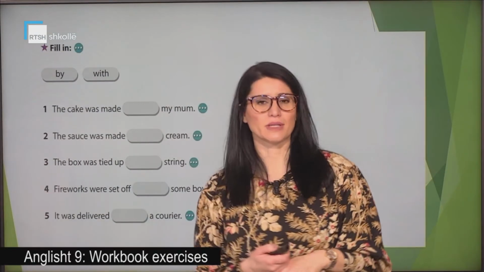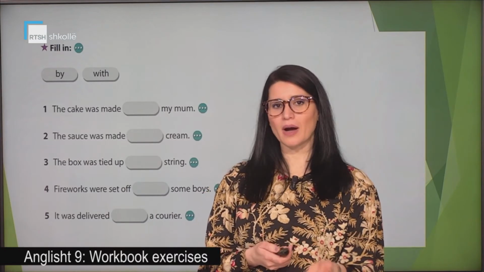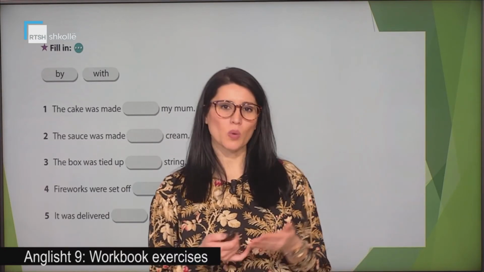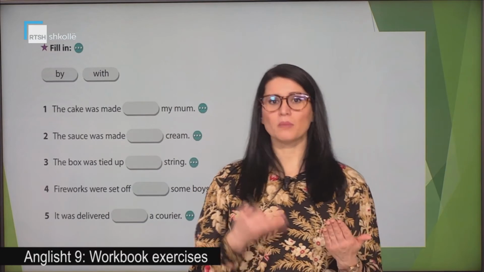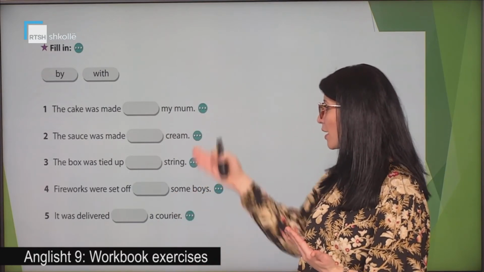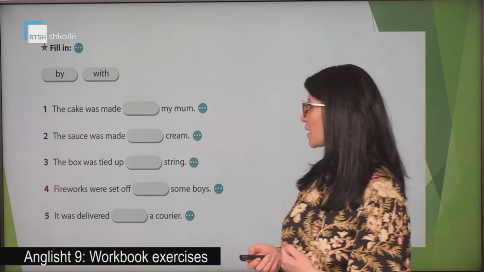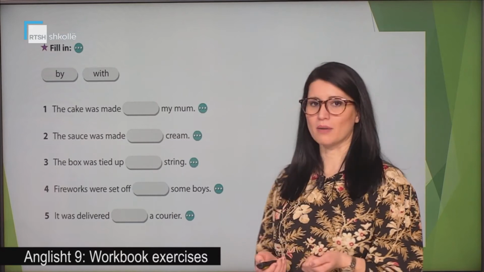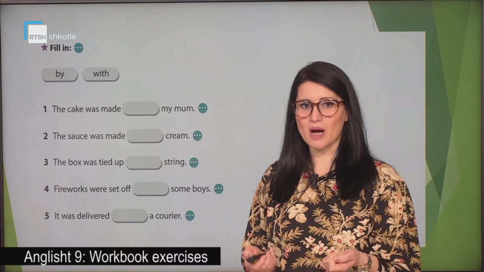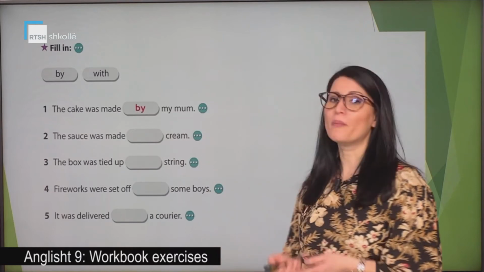Let's go on with another exercise, by or with. We are going to complete the sentences with by or with. Do you remember when we explained the passive, we said that we use by plus an agent and with plus a tool or material. So we need to have a look at what words we have at the end of the sentence. This cake was made by my mom. So the agent is my mom, the person who carried out the action, and it is by my mom.